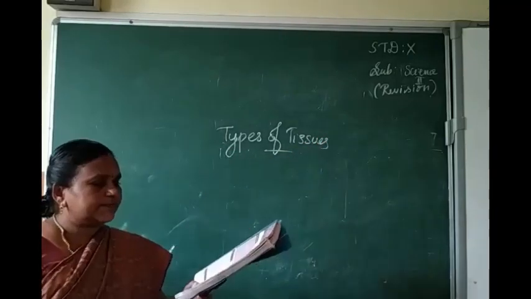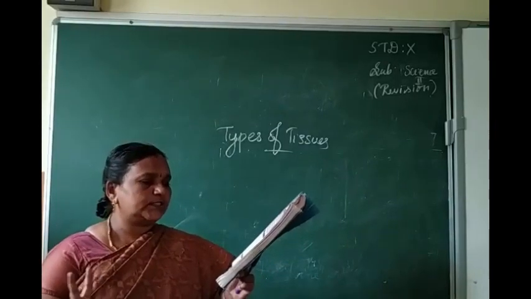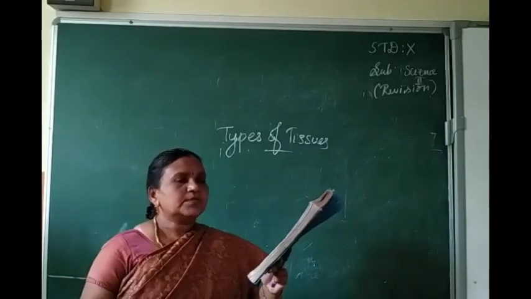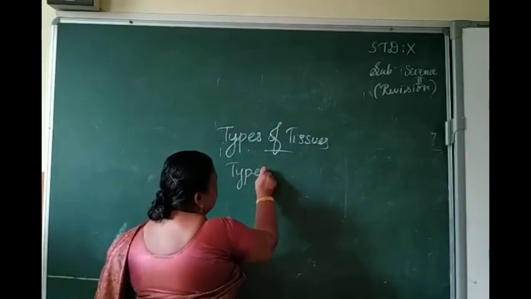So the first one is the types of tissues: meristematic tissue and permanent tissue. That is the two types. But in the next type, tissue system, what are the types of tissue system? This is the book bag question.